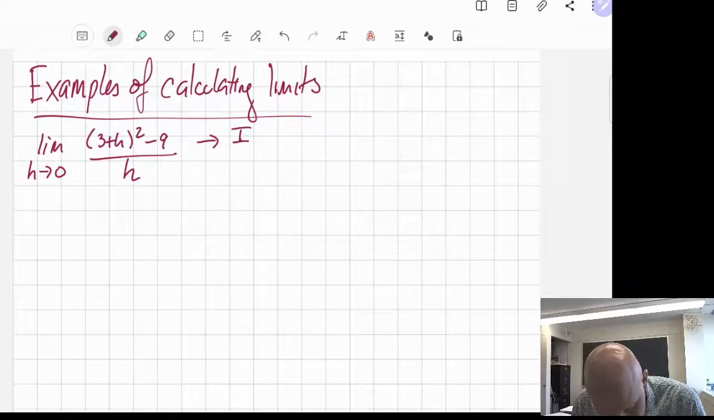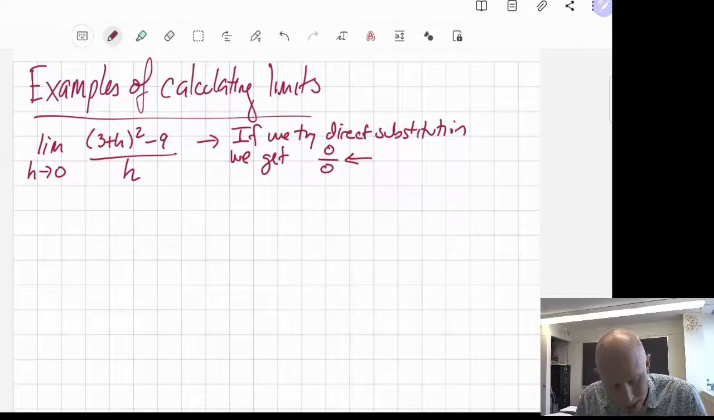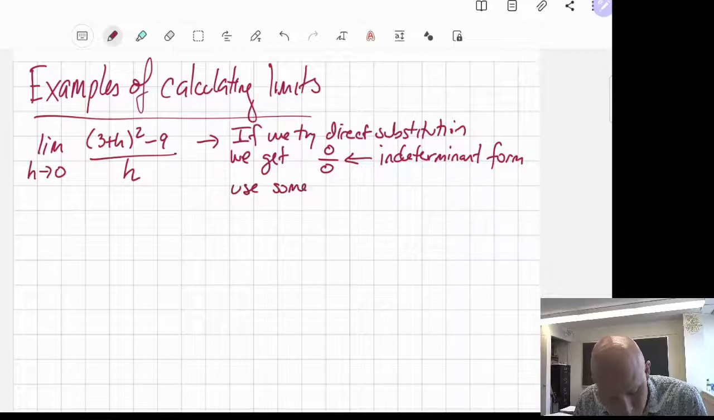So if we try direct substitution, we get 0 over 0. And this is telling us that this is indeterminate form. And because it's 0 over 0, that's telling us we need to use some calculation, if possible.